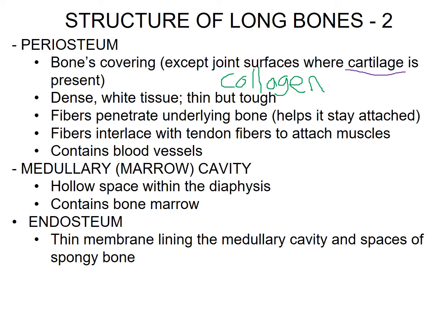And they also connect to the tendons, so those muscles can attach. Remember, a tendon attaches a muscle to a bone. And they contain blood vessels. So with epithelial tissue and with cartilage, we talked about how those, when they get damaged, we have to do something.